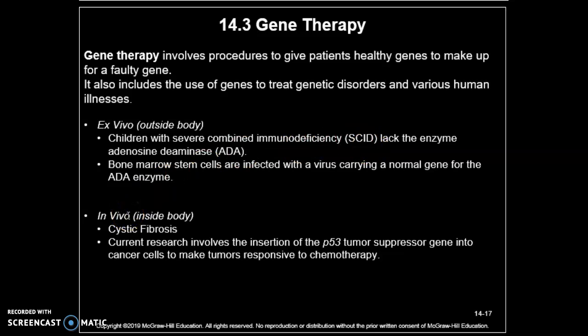Another way to do it is to do it inside the body, in vivo. So, for example, in cystic fibrosis, you can actually insert p53 tumor suppressor gene into cancer cells to make tumors responsive to chemotherapy. That's separate. That's for cancer. They're also working on something with cystic fibrosis. But they can actually just insert it directly into the affected area of the body.